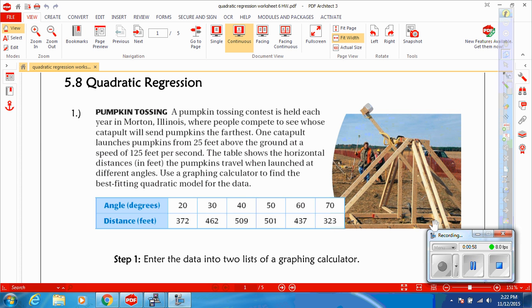Pumpkin tossing, or pumpkin chunkin'. A pumpkin tossing contest is held each year in Morton, Illinois, where people compete to see whose catapult will send pumpkins the furthest. One catapult launches pumpkins from 25 feet above the ground at a speed of 125 feet per second. The table shows the horizontal distance in feet the pumpkins travel when launched at different angles. Use a graphing calculator to find the best fitting quadratic model for the data.